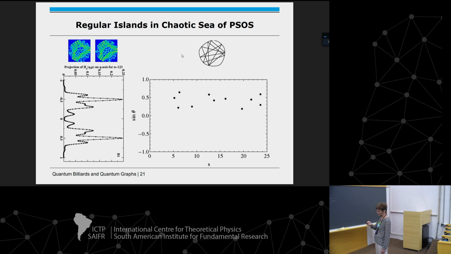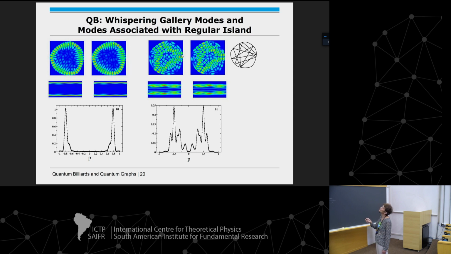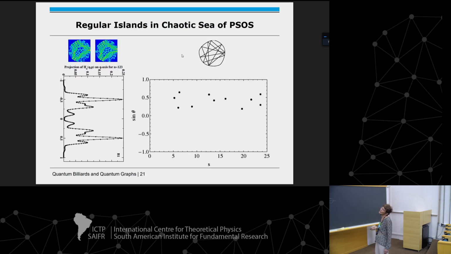Or when you look at the Husimi functions, then you see maxima which correspond to the positions of the islands. So that's how we detected them, by looking at Husimi functions. This is not a very clear one, but we looked at them and then we found small islands in the classical Poincare surface of section.